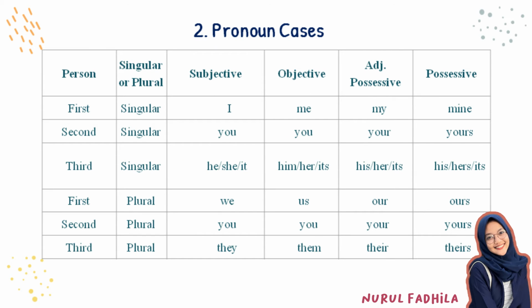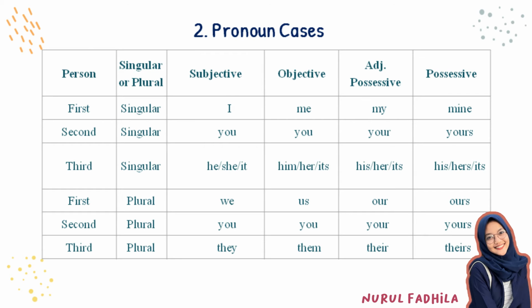Number 2. Pronoun cases. Pronouns in English have different forms for the subjective, adjective possessive, possessive, and objective cases. The subjective case refers to words as they are used in the subject position. The objective case is used when the pronoun is in the object position. The possessive case is designated for pronouns used to show possession. Note that a pronoun can show possession in two ways.